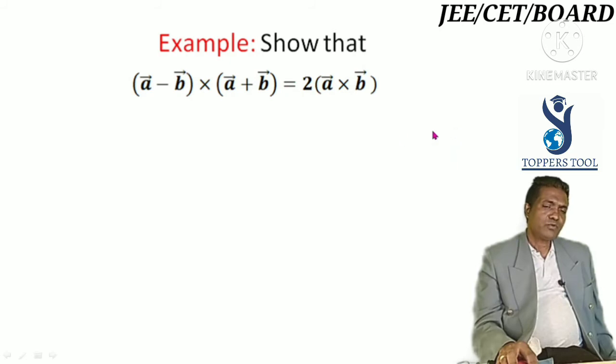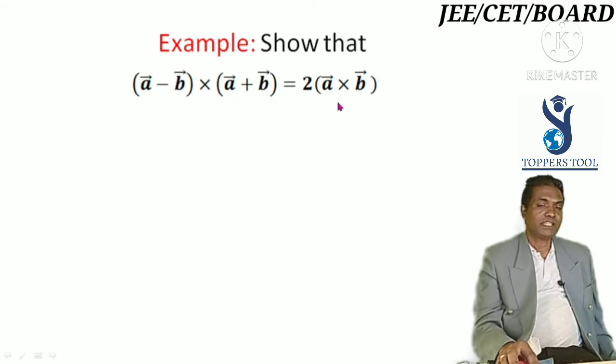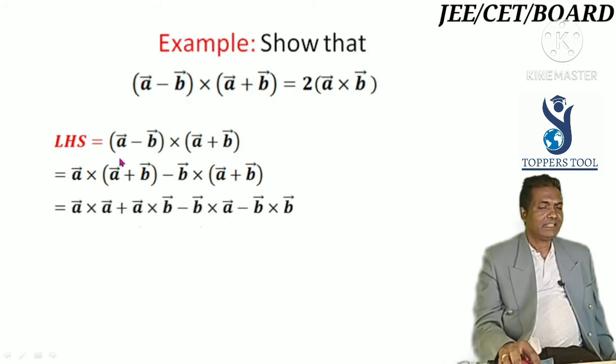Now we have to show the cross product of this. Means you have to show that the vector A minus B cross vector A plus B is 2 times A cross B. So let us start with the LHS. Take the LHS as this and simply apply the distributive property. You can write A cross of A plus B minus B cross of A plus B.